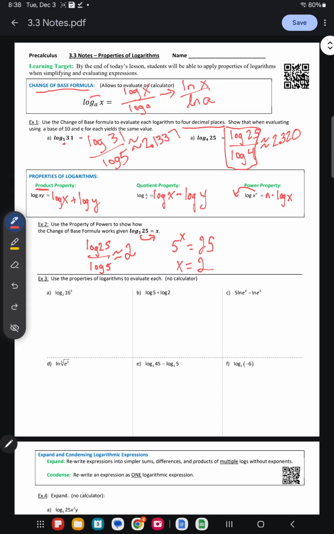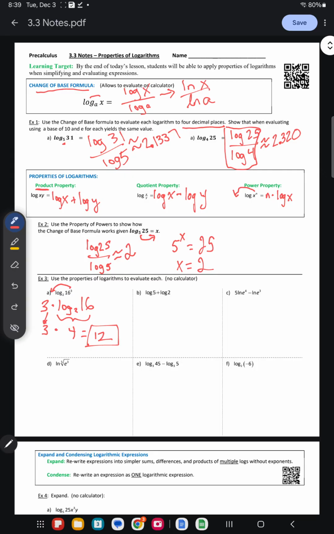Okay, so if we look at example 3, what you notice is that we have an exponent on the 16. So our property is going to tell us to move that in front. So it's going to be 3 times log base 2 of 16. Okay, and what is log base 2 of 16? This is going to give us 4, and then times 3, which gives us a final answer of 12. Okay, so the 3 just goes along from the exponent. Log base 2 of 16 is 4, and then 3 times 4 is 12.